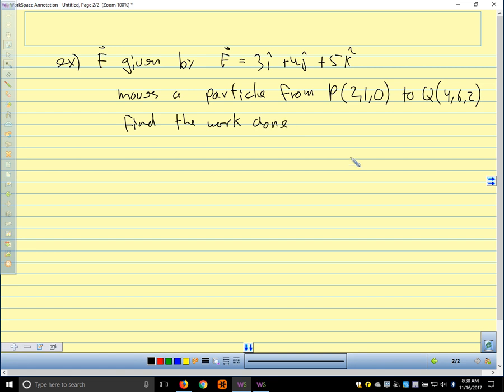Easy problem, easy method for solving this. When our motion is in a straight line, these problems are pretty easy. PQ we find by terminal minus initial, so that's going to be the vector 4 minus 2 is 2, 6 minus 1 is 5, 2 minus 0 is 2, and F dot PQ is just going to be 3 times 2 is 6, 5 times 4 is 20, 2 times 5 is 10, so we get 36.